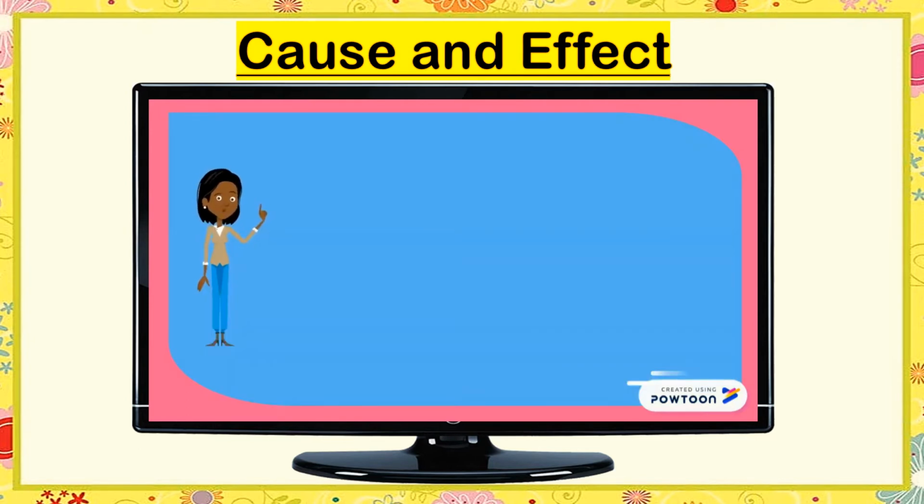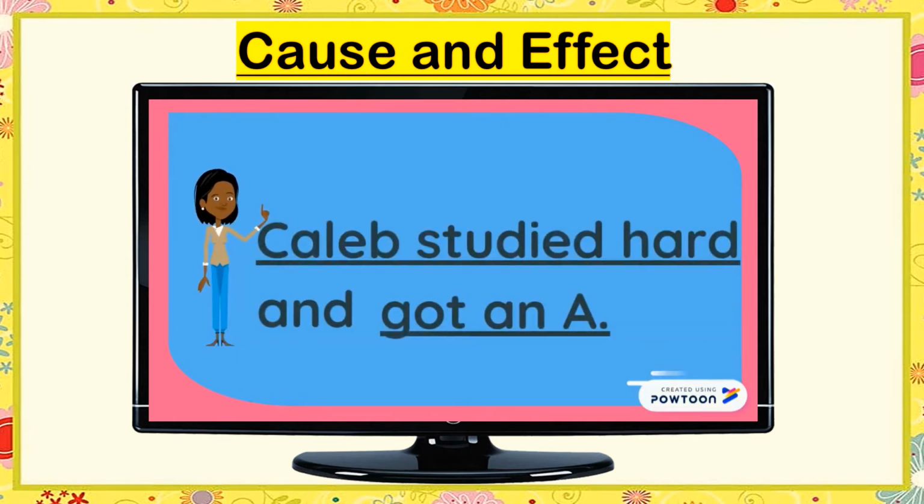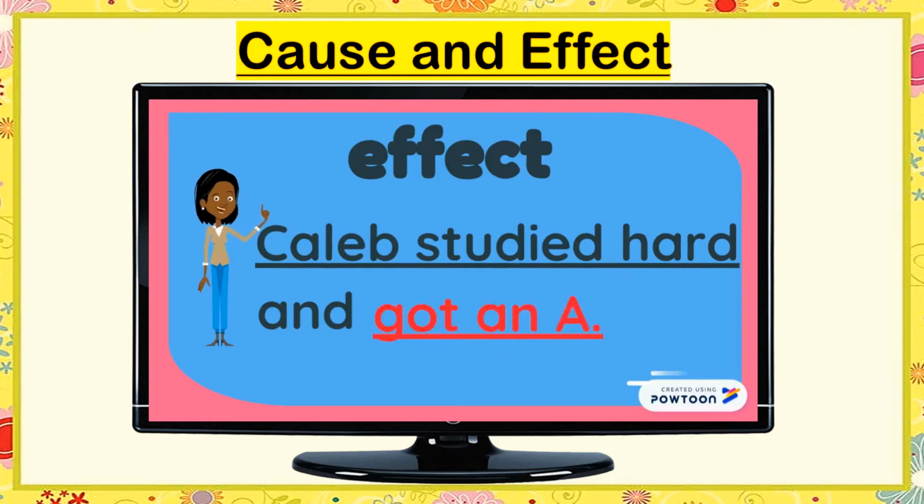Here's another. This sentence says, Caleb studied hard and got an A. What is the effect? What happened as a result of something else? Caleb studying hard or Caleb getting an A? Yes, the effect was Caleb getting an A. He only got an A because he studied.